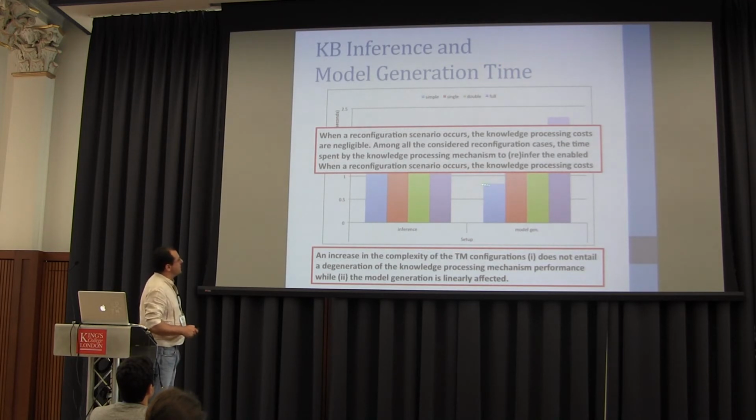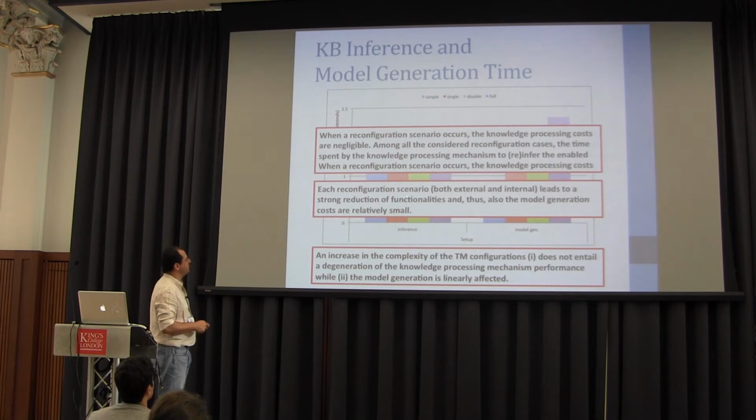There is something cut here, but anyway, the point is that the knowledge processing mechanism is not crucial. The cost for that step is not crucial also in the reconfiguration step.